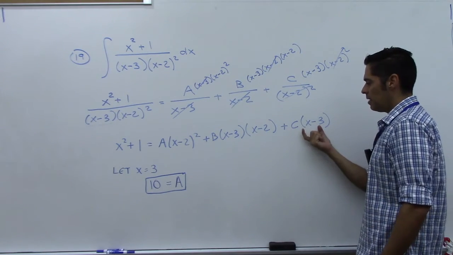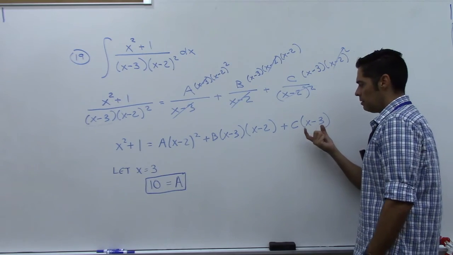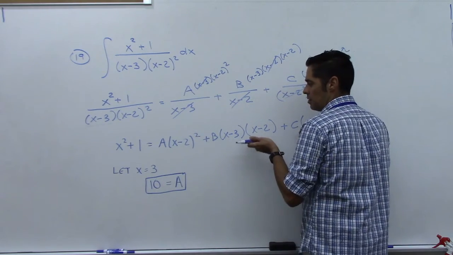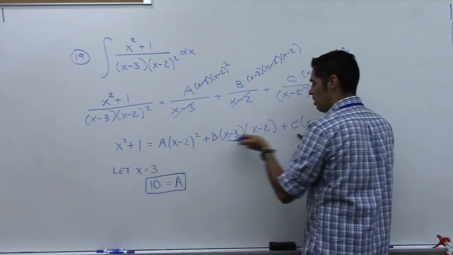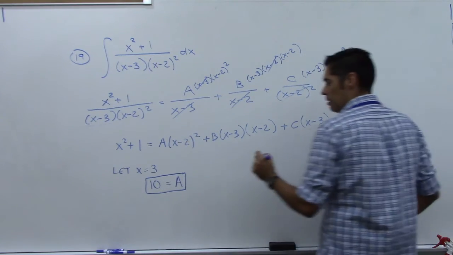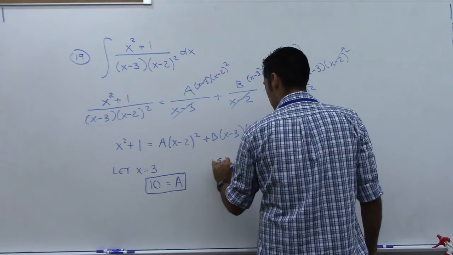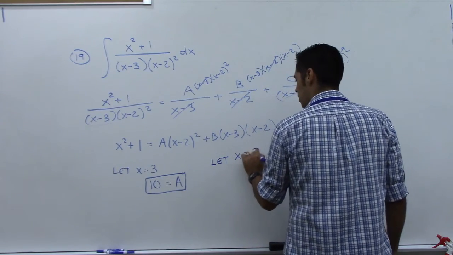How about c? Can we get c? Well, to get c, I got to kill off these two. And to do that, I can let just x be 2. If x is 2, it'll kill these off, but it won't touch this one. So even though I can't get b, I'm going to be able to get c. Let's let x be 2.